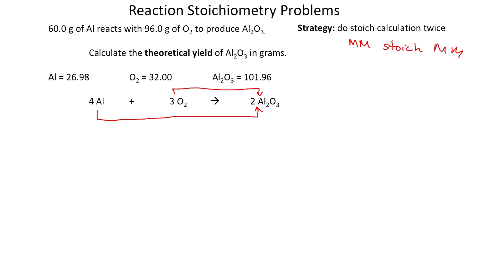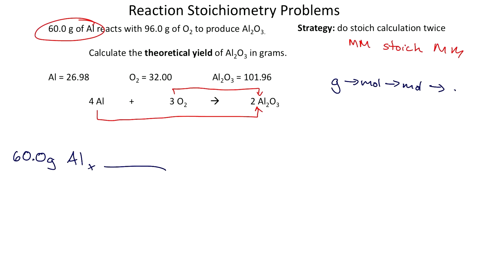So I'm going to assume all of this aluminum reacts. Let's start with that: 60 grams of aluminum. I'm going to convert grams to moles of the thing we want, then to grams. That's what molar mass, stoichiometry, molar mass does. So let's convert the gram amount of aluminum to a mole amount. Here's the molar mass of aluminum, in grams per mole: 26.98 grams in 1 mole of aluminum.